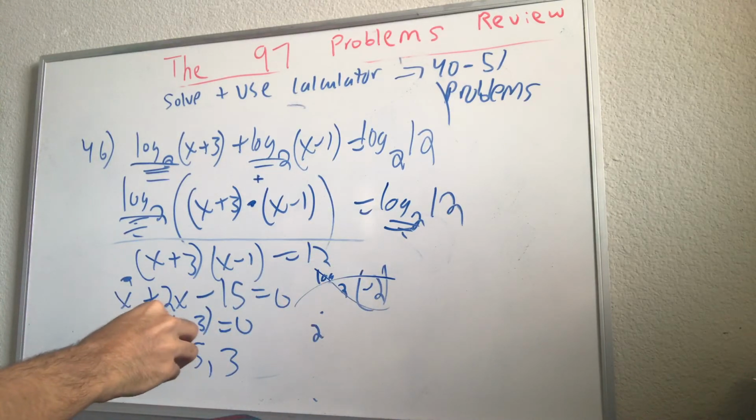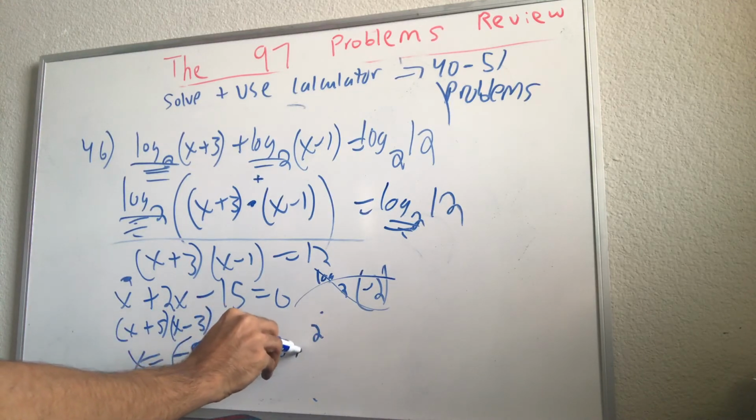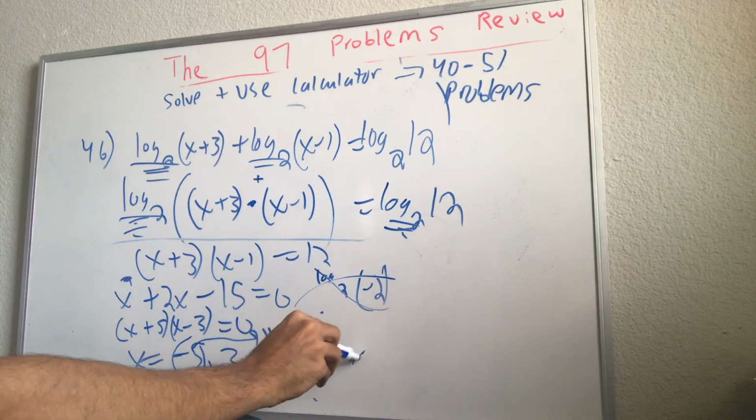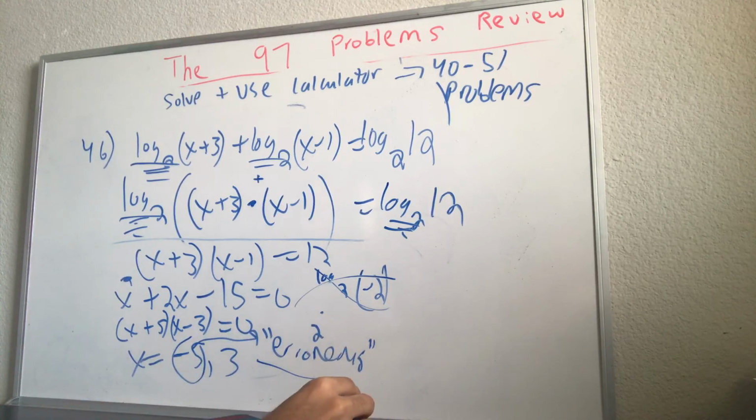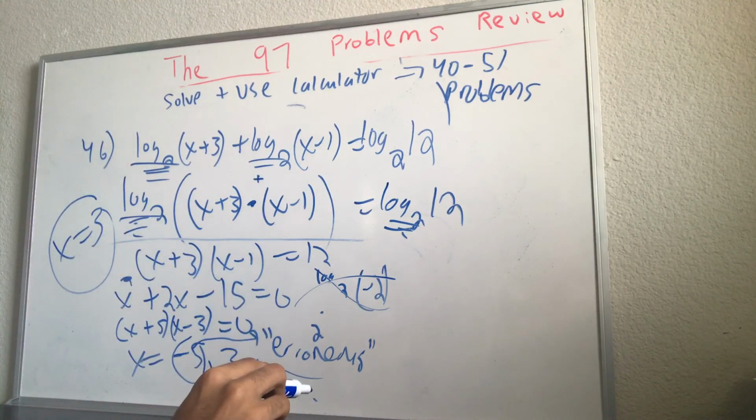So therefore negative 5 here, you just call this an erroneous solution. It's erroneous, and obviously it just doesn't exist. So when you talk about your solution set, you will say that x is equal to 3 is your answer here. So that's your answer to question number 46.